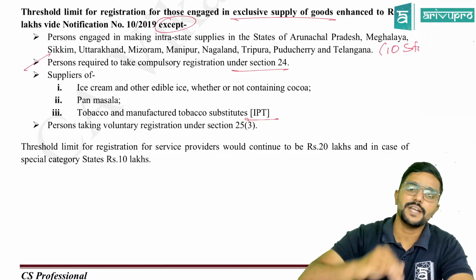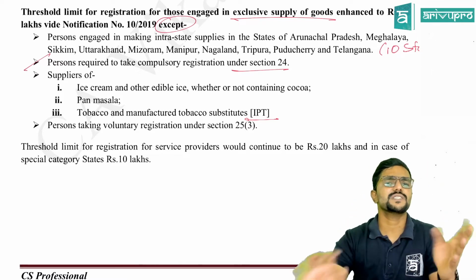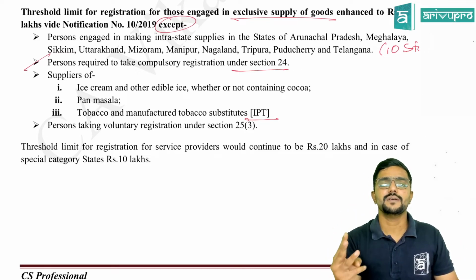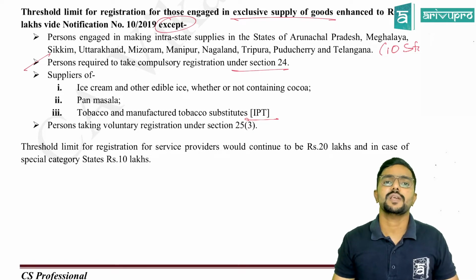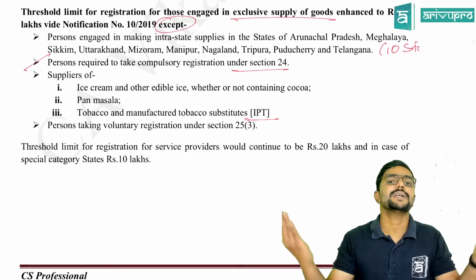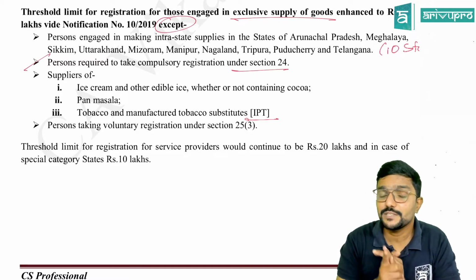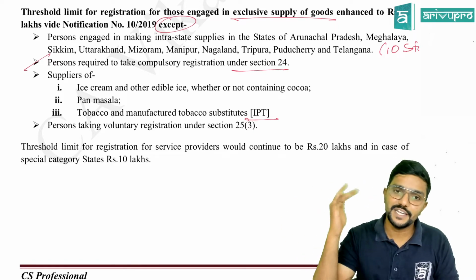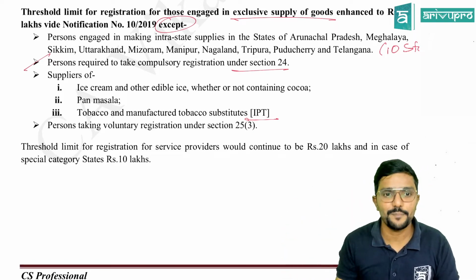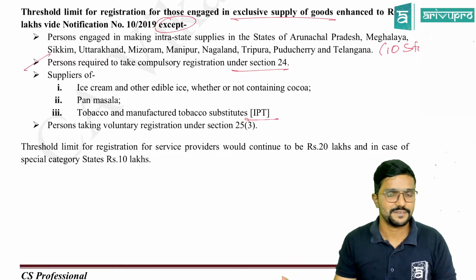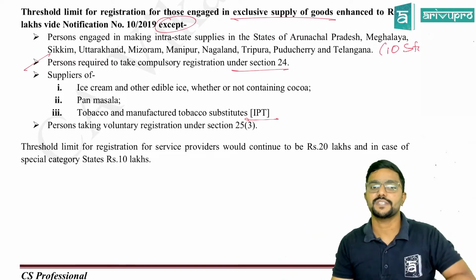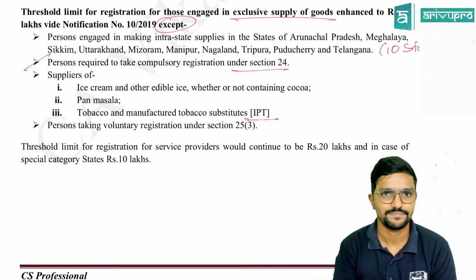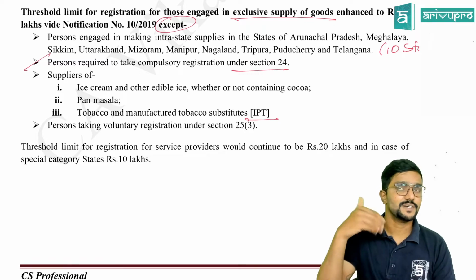So here also they are trying to tell suppliers of, whether you are the manufacturer or trader, they are not telling. If you are supplying ice cream, pan masala and tobacco, IPT, for you 40 lakh limit is not applicable. Clear? It is either 20 lakh or 10 lakh for you. But please be careful, aerated water is not covered here. Whether they have missed it or intentionally excluded it, we don't have an idea, but aerated water they have not mentioned here. Whereas in composition scheme, they have mentioned that. If you are manufacturing these 4 products, you are not eligible for composition scheme as per section 10. Agree? Yes. So this point is related to composition.